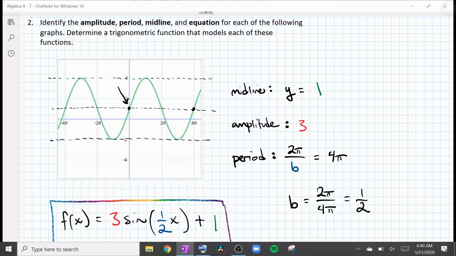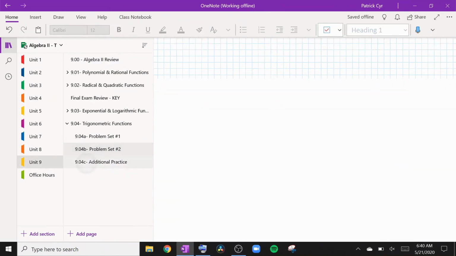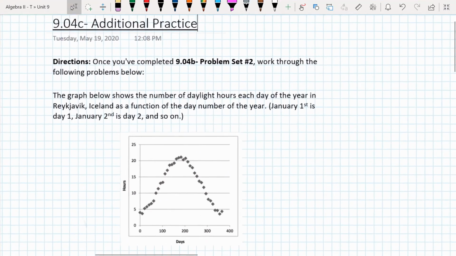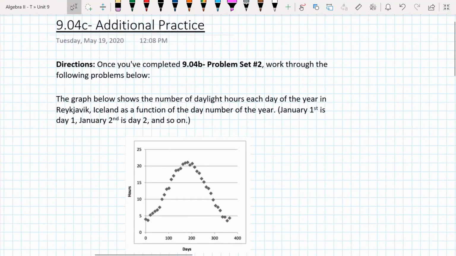Okay, with that, let's wrap up the lesson for today by going through the additional practice here. On the OneNote, the answer key for this question is located down below. So once you finish the video, let's work through this problem set here.